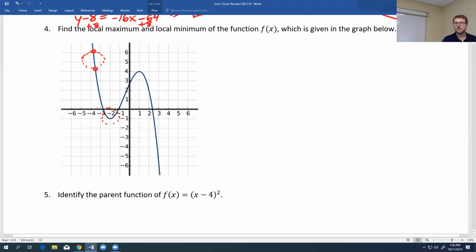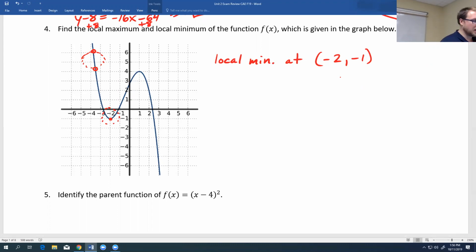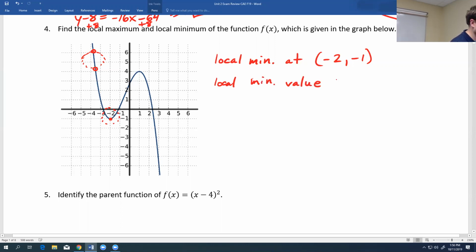In that neighborhood, is there a smallest thing? Yeah. So there is a smallest thing right there. So then we would say it has a local minimum at, let's see, what is that? -2, -1. Depending on how you guys are wording it, I would say that the local min value is y equals -1, and it's located at x equals -2.